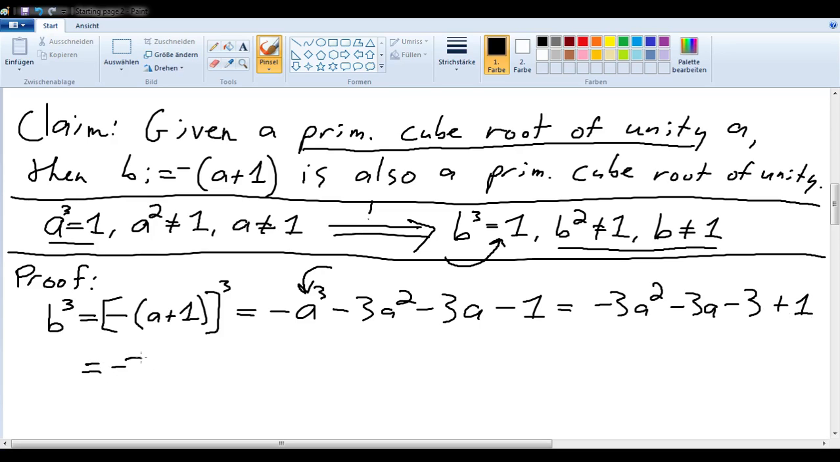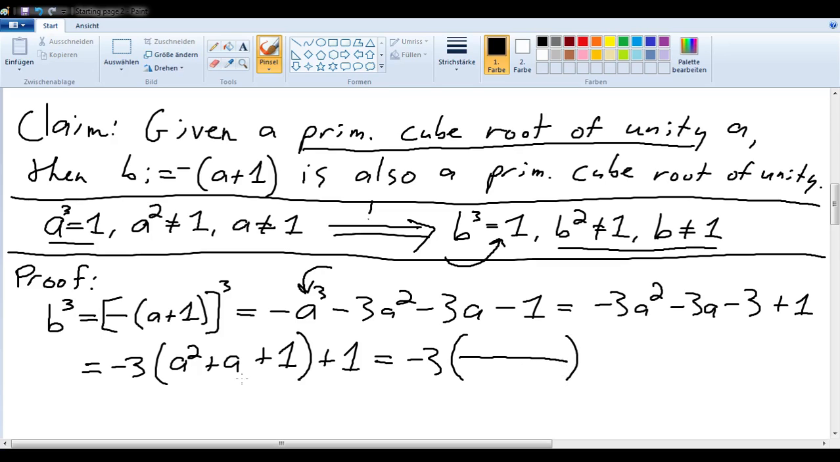So I can indeed factor out my negative 3, which gives me a squared plus a plus 1, and then at the end we have a plus 1. And now comes the big moment when the clever thing happens. I'm going to rewrite this here as a to the third minus 1 divided by a minus 1. So if you divide that out, indeed, you will get this as a quotient.